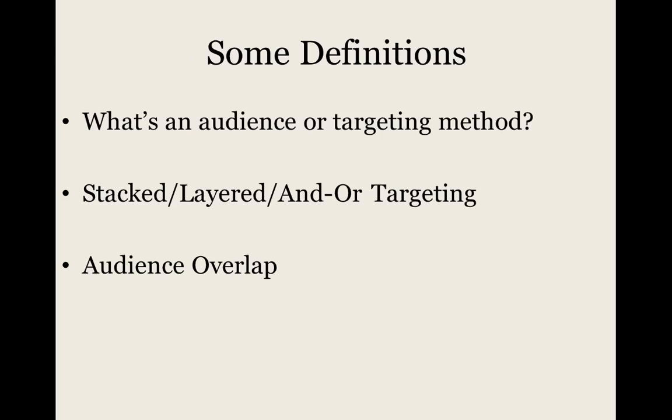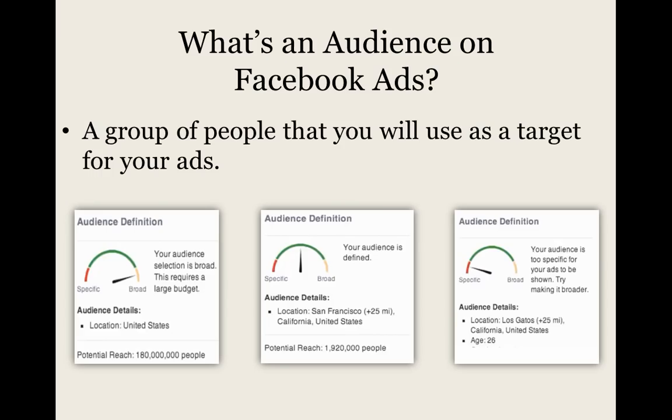Some definitions. What's an audience or targeting method? Next, stacked, layered, and or targeting. Next is audience overlap. Move on. What's an audience on Facebook ads? A group of people that you will use as a target for your ads. This is the point where you find the right person who would probably purchase your product or have an interest in your product. Let's say, for example, you are selling makeup. Your target would be women, girls, feminine, stuff like that. That is a simple way to find a target for your product.